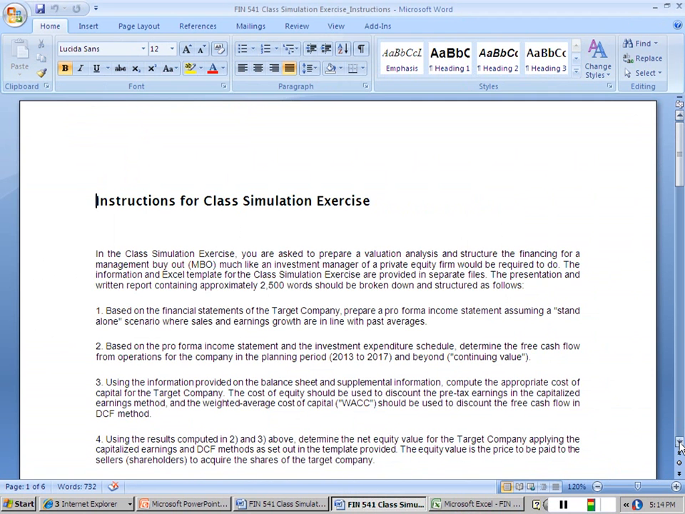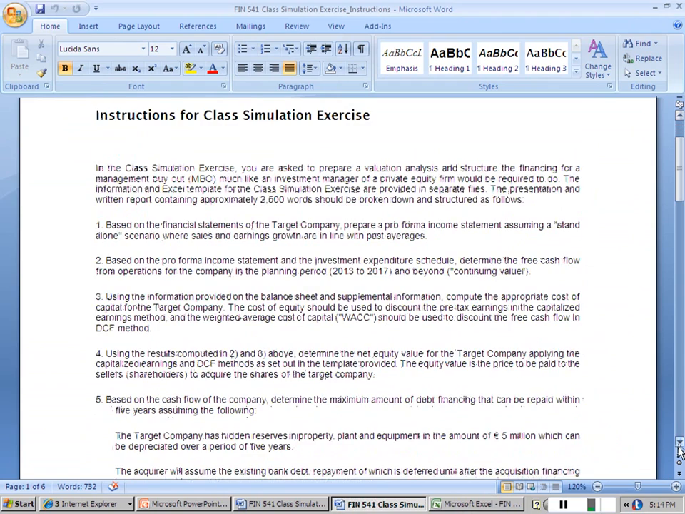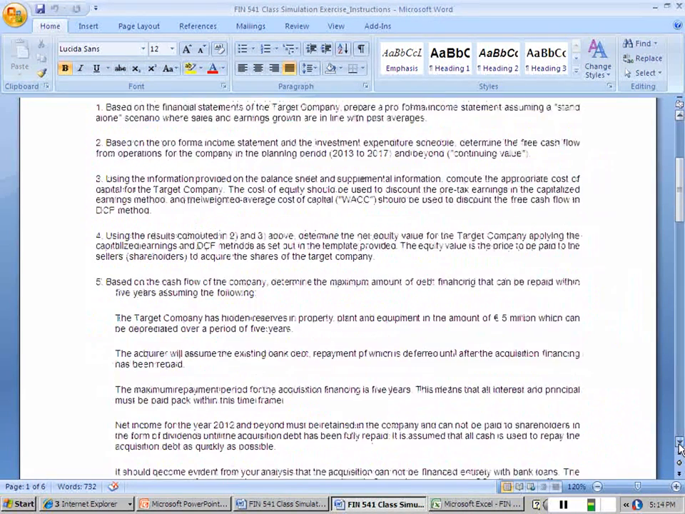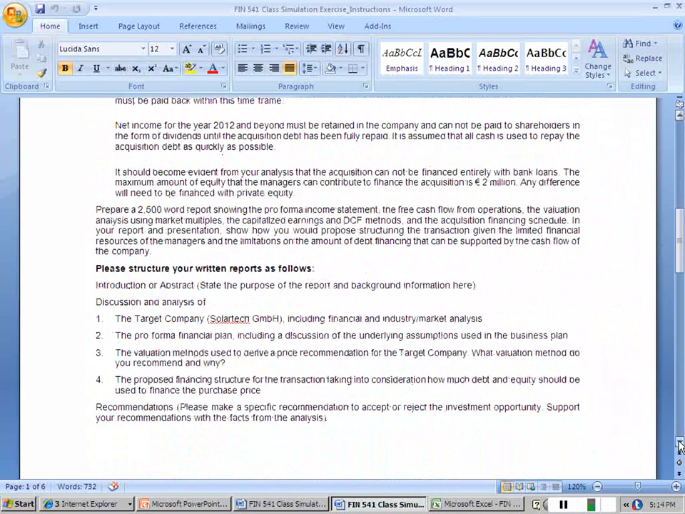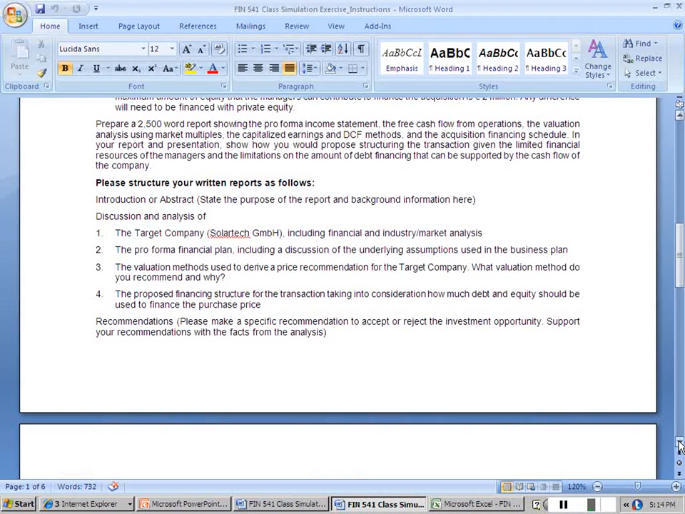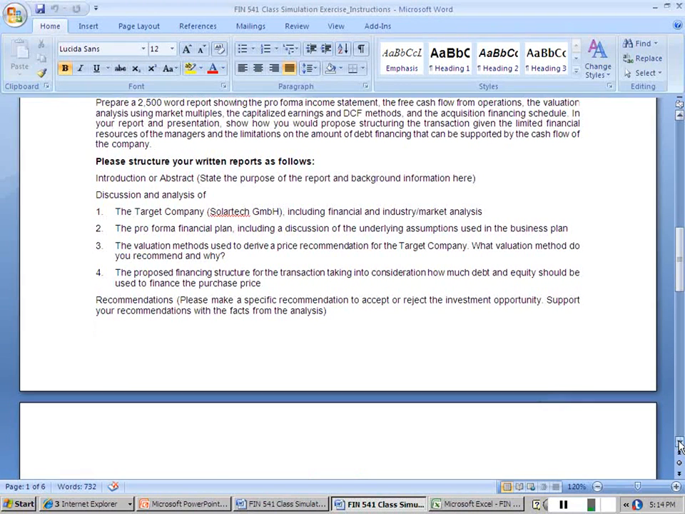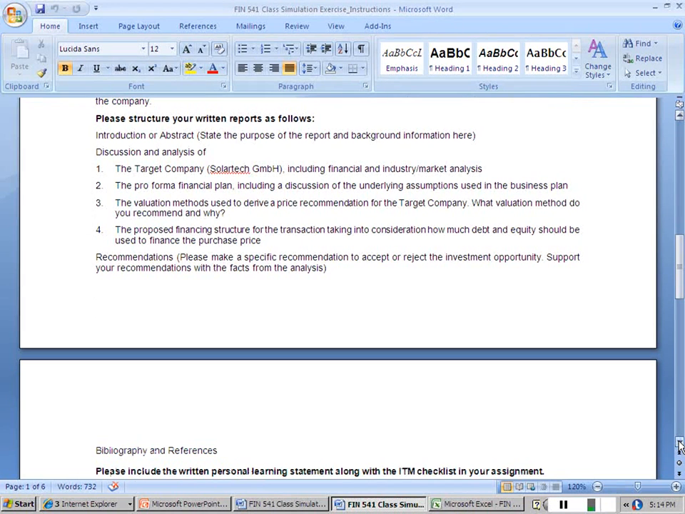Finally, there's a document called the Instructions for the Class Simulation Exercise. They set out the major points. You need to read this together with the information that was provided to you as the overview of the information for the class simulation exercise. And I would ask you to please structure your reports as follows.